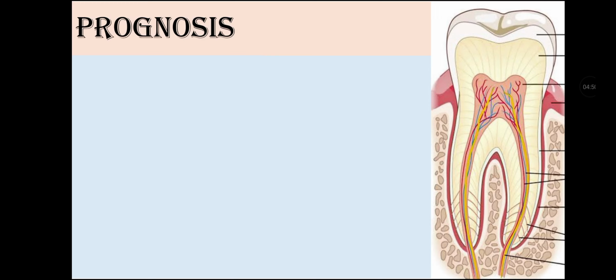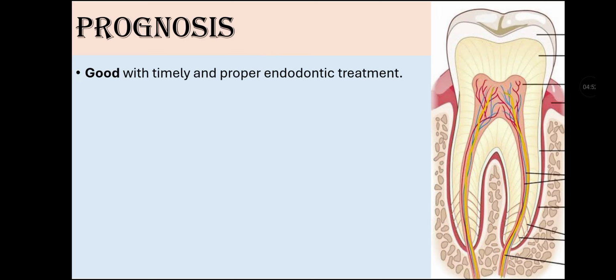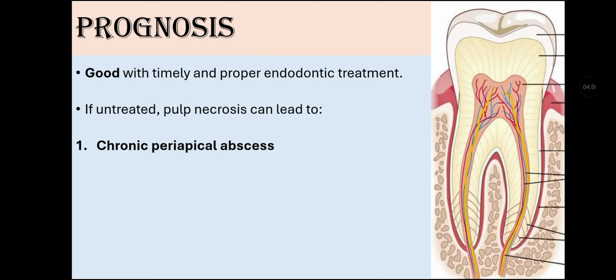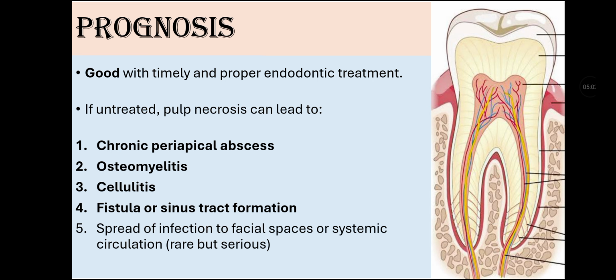Now let's talk about prognosis of pulp necrosis. It is good with timely and proper endodontic treatment. If untreated, pulp necrosis can lead to chronic periapical abscess, osteomyelitis, cellulitis, and fistula or sinus tract formation. And the spread of infection to facial spaces can cause systemic circulation involvement, and this thing is serious.